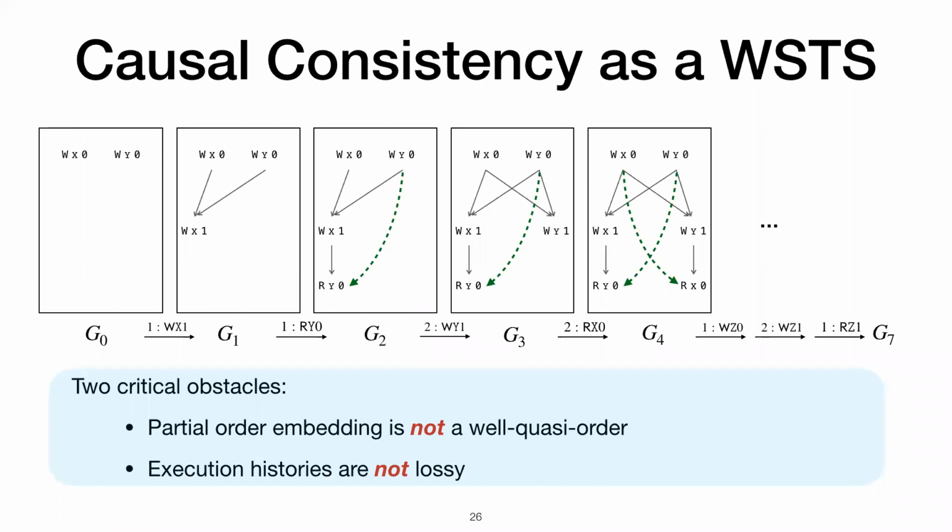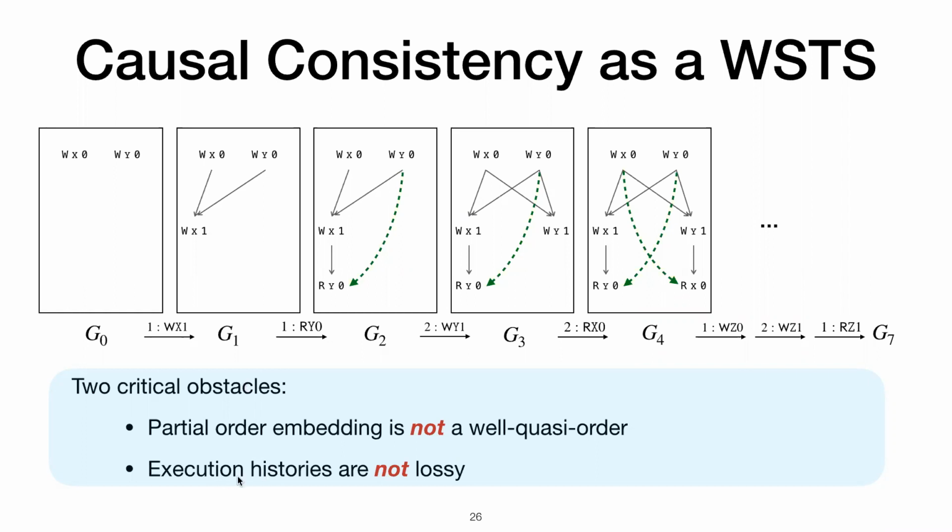If we try to do this for causal consistency naively, there are some critical obstacles that make it seem like it is never going to work. The natural thing would be to try to think about embedding of one partial order in another as an order, but there are two critical obstacles here. First, partial order embedding is not even a well quasi-order, so we are stuck already there.